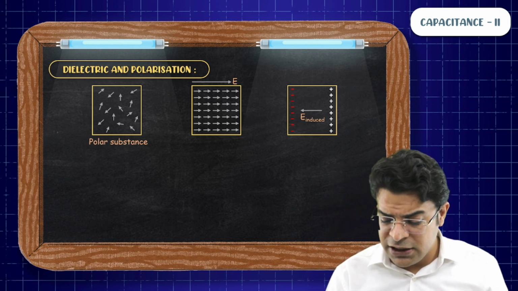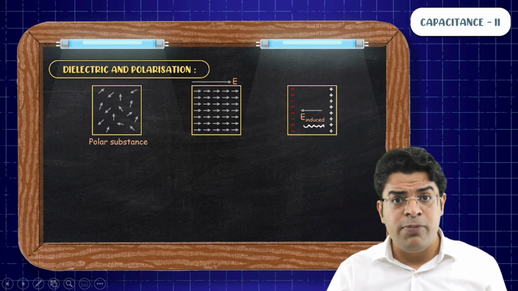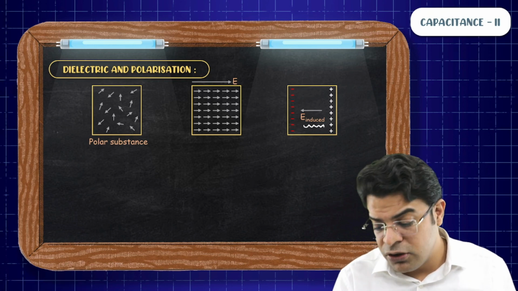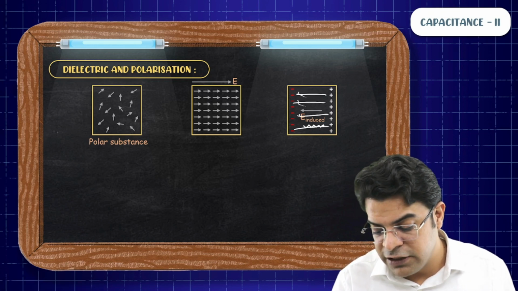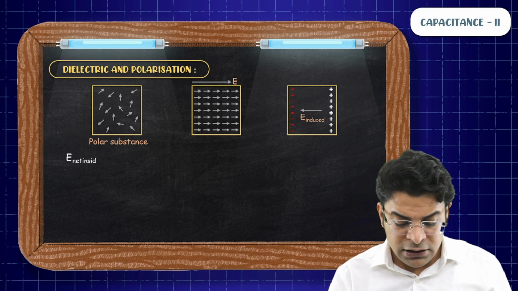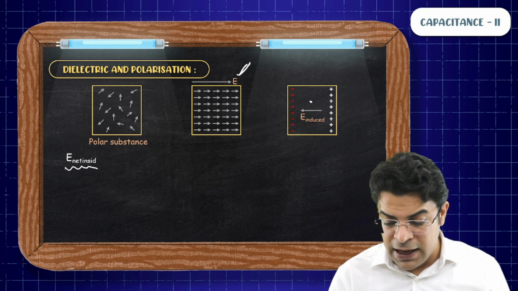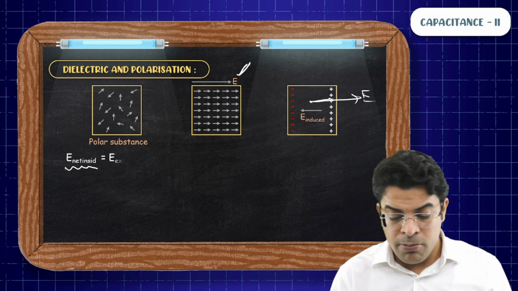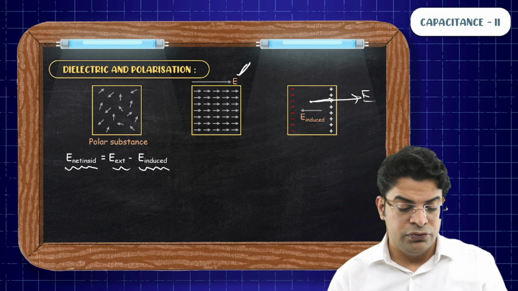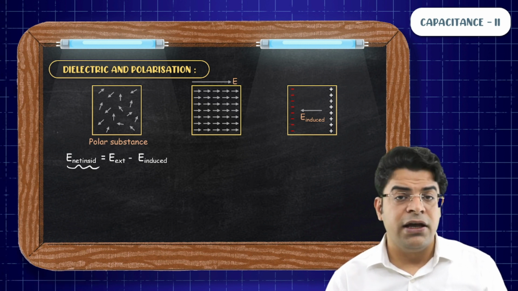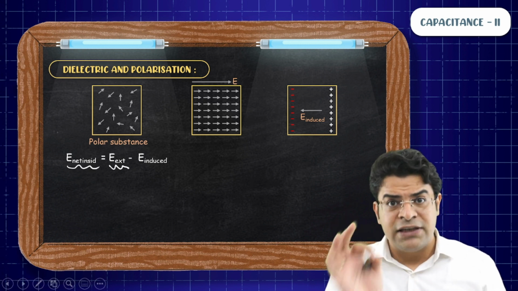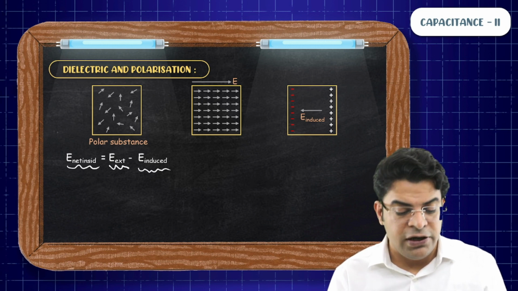Now the direction of this induced electric field will be opposite to the external field because it will be from positive charge towards negative charge. So you will say that the net electric field inside now will be equal to the electric field applied, E, minus the electric field induced. The net electric field inside equals the electric field applied, the external electric field, minus the electric field induced.